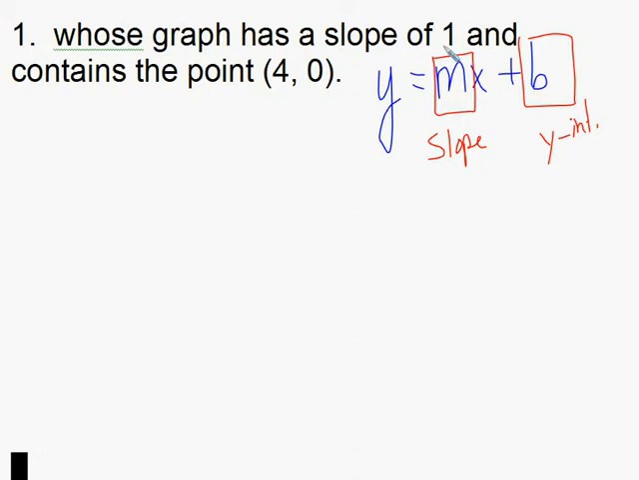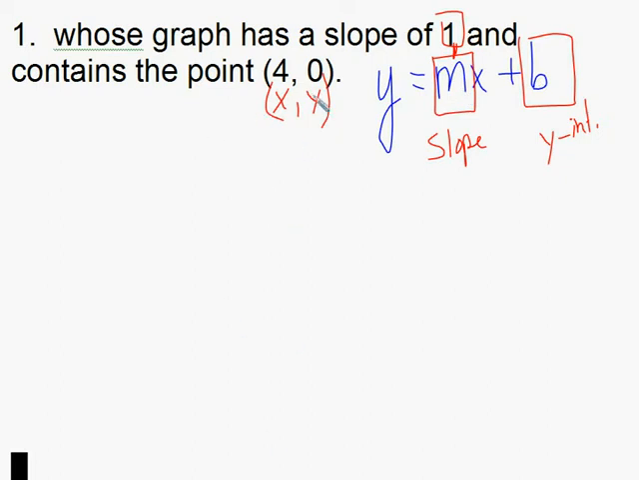So I already know one part. I know that the 1 here goes to my slope, and I need to find b. Now I can't solve for 3 unknown variables, y, x, and b. However, they do give me a coordinate here, and in every coordinate, there's a value for x and a value for y. So by substituting those known values in for the x and the y, I can solve for the 1 unknown variable b and write my equation.